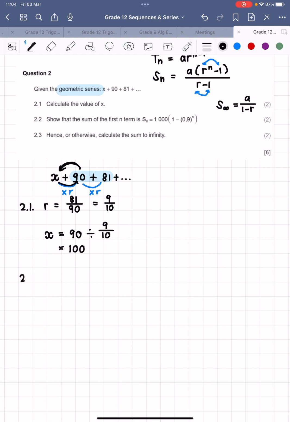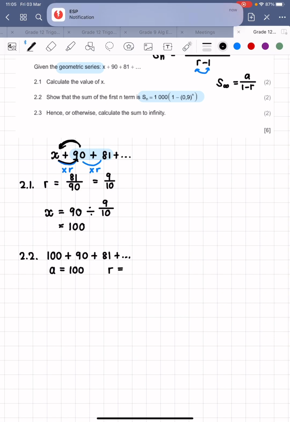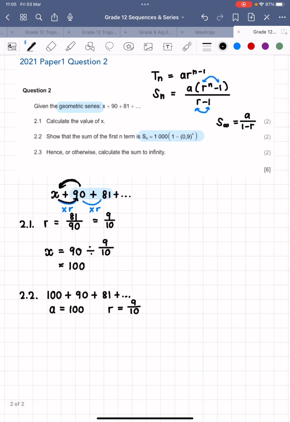Okay, for 2.2, they are now asking us to show that the sum of the first n terms is this expression. All right, so we are now just quickly going to rewrite the number pattern with our three terms. My apologies, that's meant to be a plus. With our three terms in that number pattern, like so. There we go. And now we are going to see that our a value is 100. We already knew that our ratio value was 9 over 10. You can see that there's load shedding coming up soon.